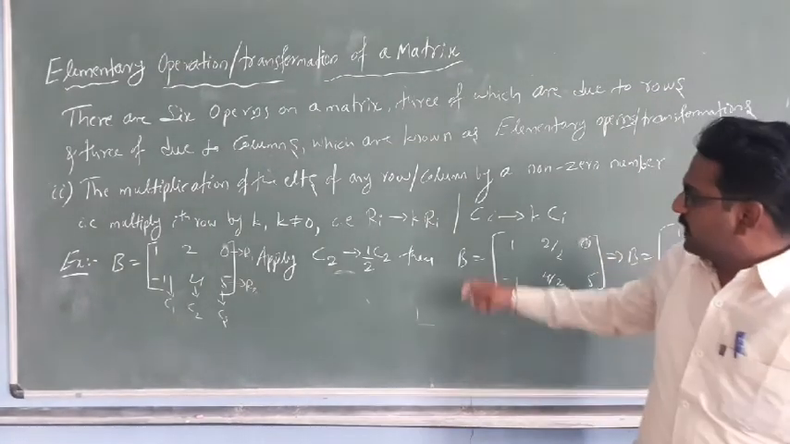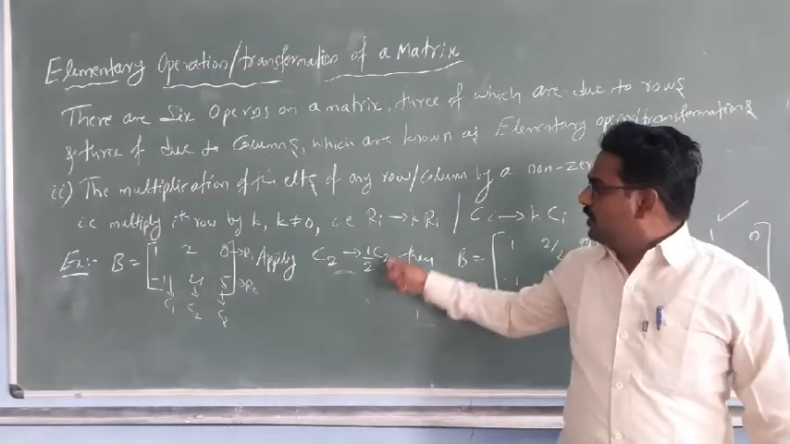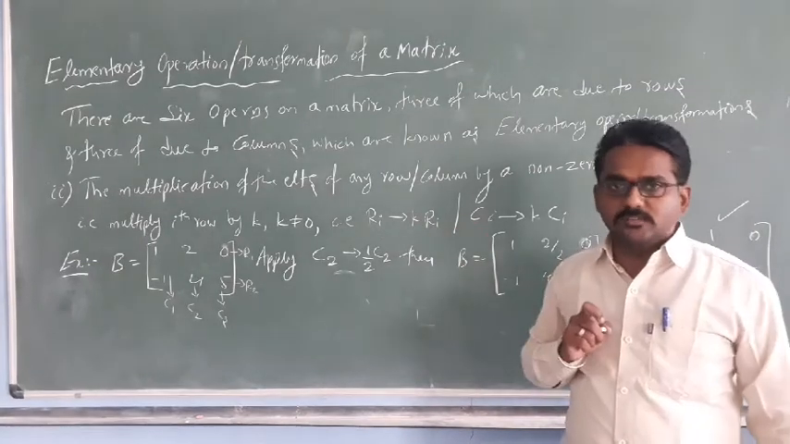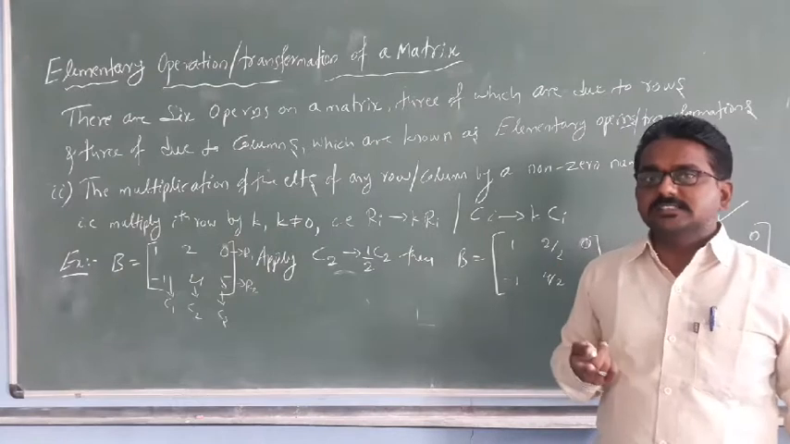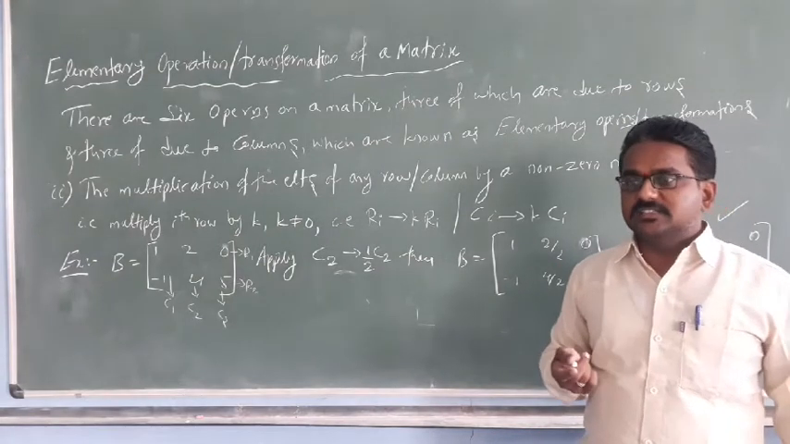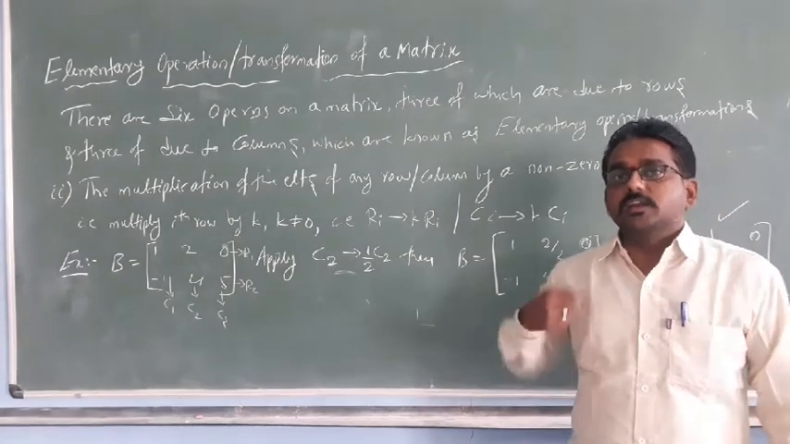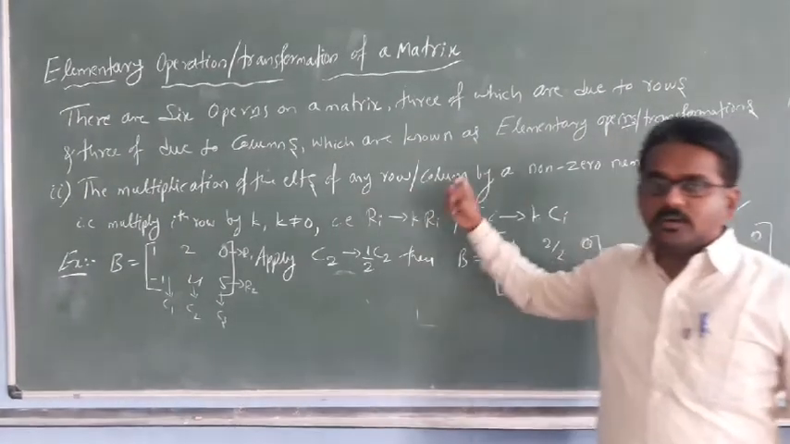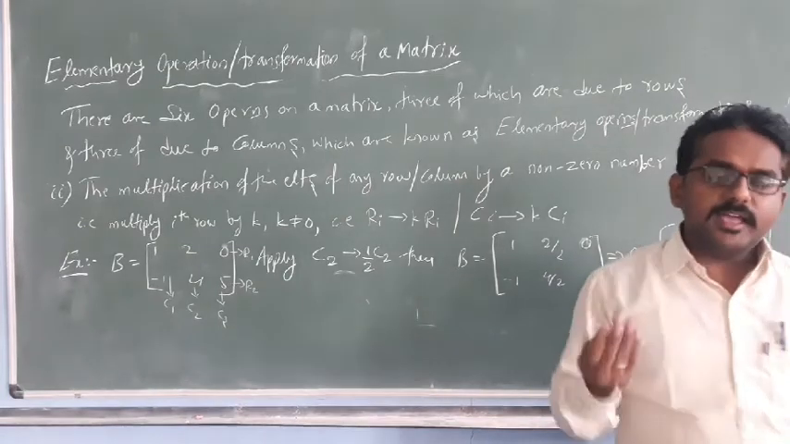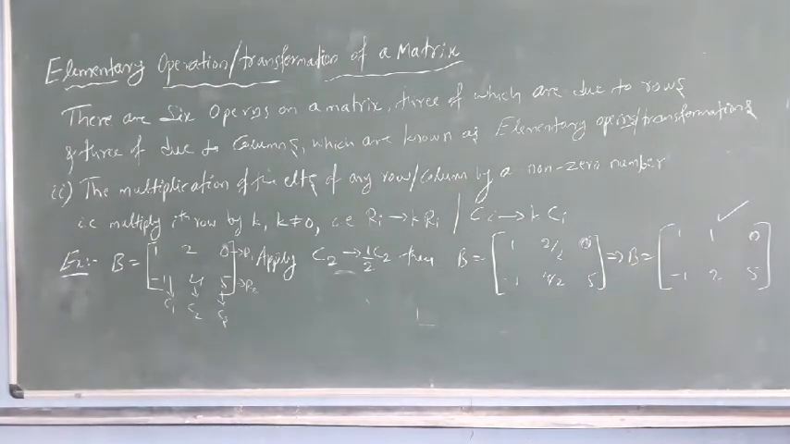You can perform column operations or row operations also. So here also there are two possibilities. In the first condition you can interchange any two rows or any two columns. Here you can multiply the elements of any row or any column by a non-zero quantity.